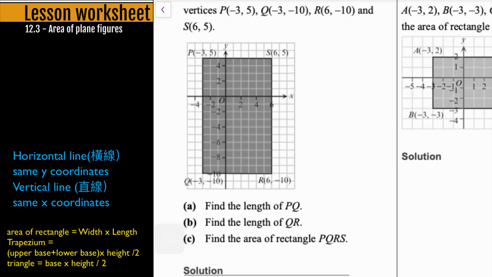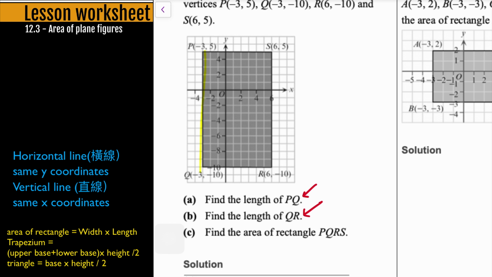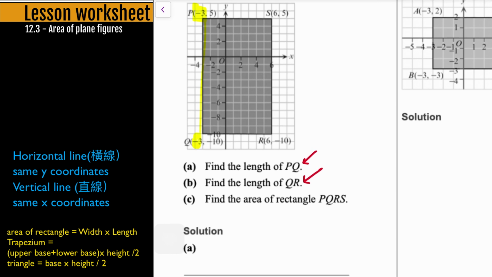Now you will see that this is the sequence. If you see it in your assessment, quiz, or homework, you just need to find out the length or the width respectively. First one, PQ, is this one. You can see that they share the same x coordinate. Therefore, this will be a vertical line and the length will be the difference in the y coordinate. So PQ equals 5 minus -10, so we got 15 units.